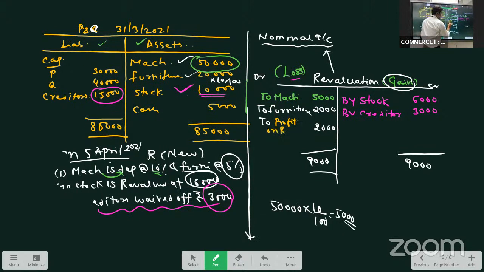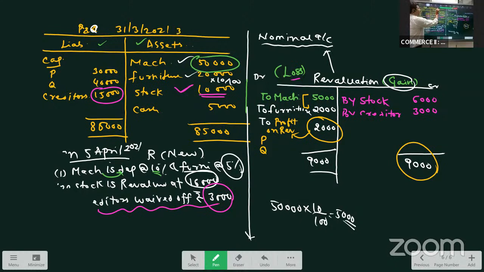I repeat, if you see the revaluation account, the gain side is more. What do we take on the credit side? We take gains, no? Gain side is heavy. We have a gain of 9,000 and at the same time we have a loss because of revaluation of 7,000. 9 minus 7, it is 2,000. This is the profit we incurred because of revaluation. And this profit on revaluation is to be distributed between P and Q in their profit sharing ratio.